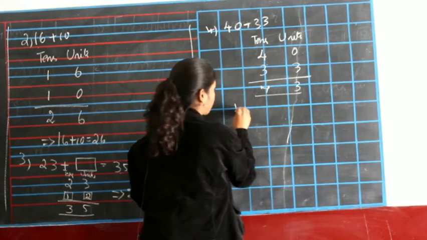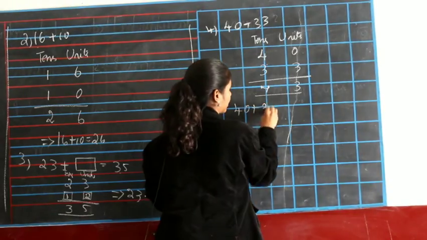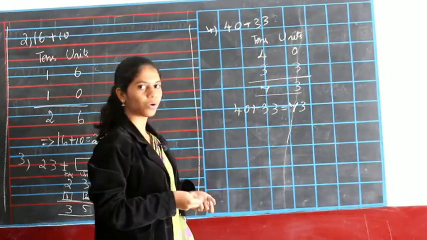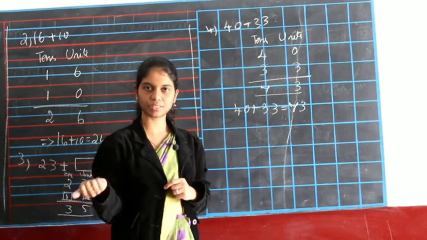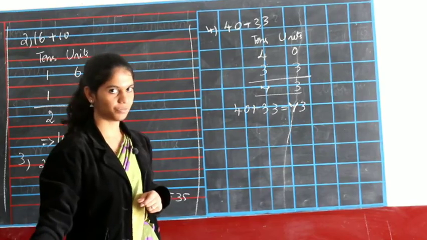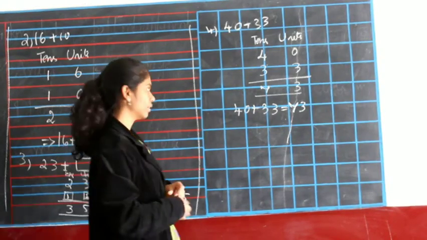So the answer is 40 plus 33 is equal to 73. Okay, so the rest of the sums will be your homework. And then the second one, you have match the following.